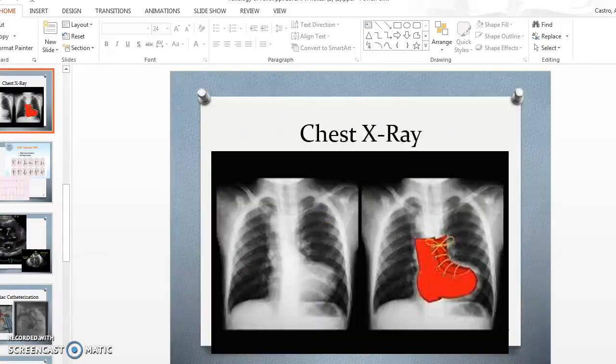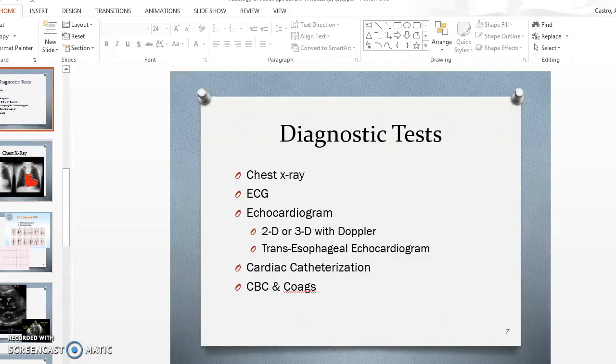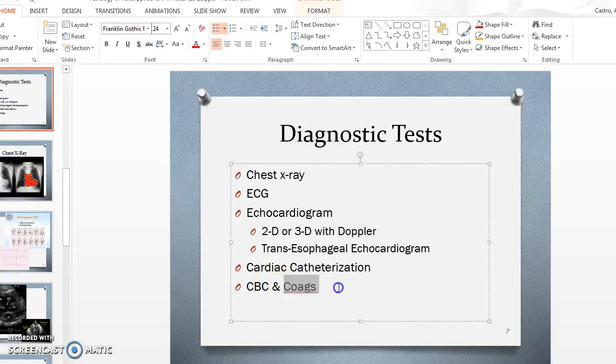And then also for diagnostics, a CBC and coagulation. What you'll expect with these is that the clotting time is prolonged, which makes sense because we said they're at risk for emboli because of the blood sitting and pooling inside the heart, and it's not being moved through like it normally does, so it's kind of clogged up in there. So we'll anticipate that our clotting time is going to take longer than normal.